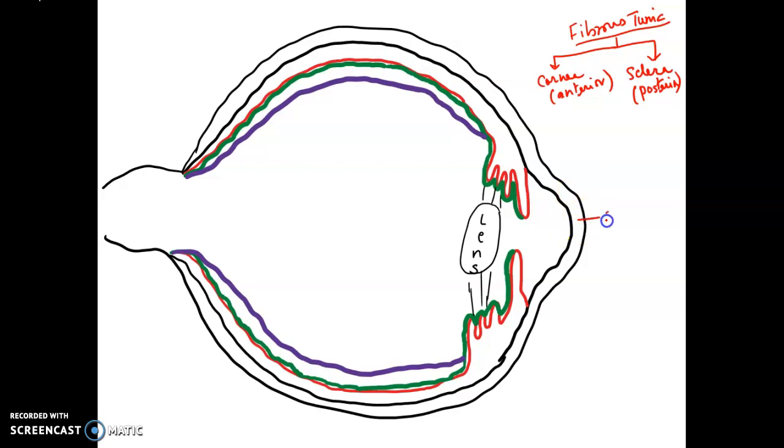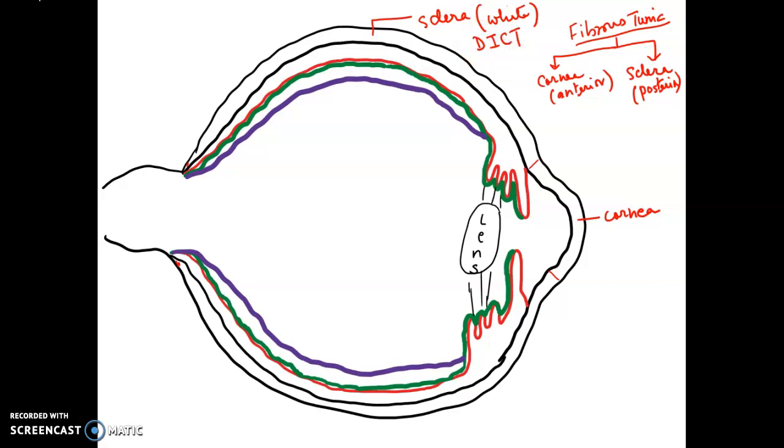So let's label cornea here. And all the posterior part from here all the way to back till this point, okay, this part is called the sclera. The sclera is also known as the white of the eye. The sclera is made up of dense, irregular connective tissue.